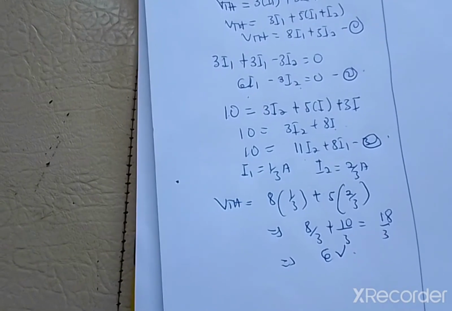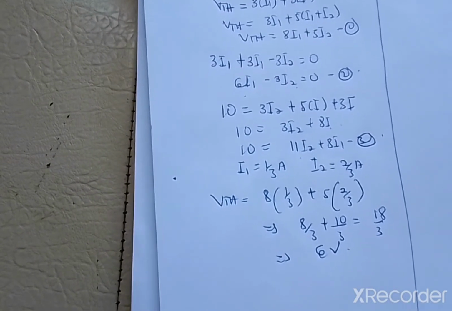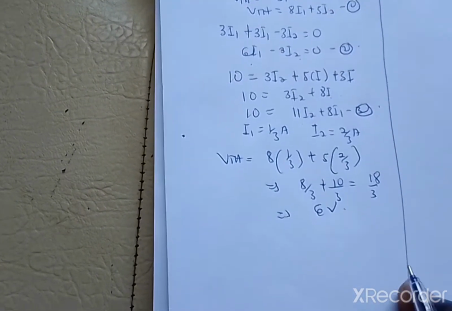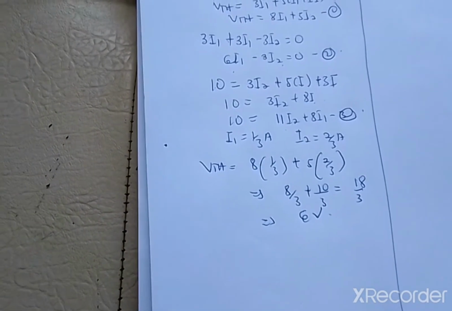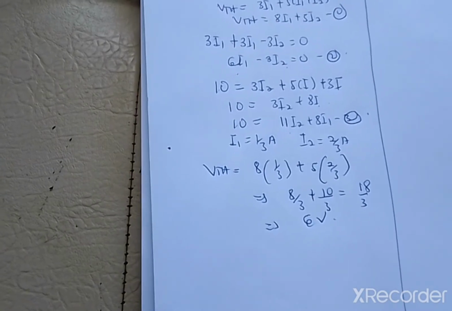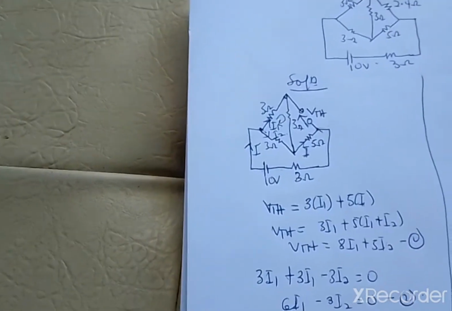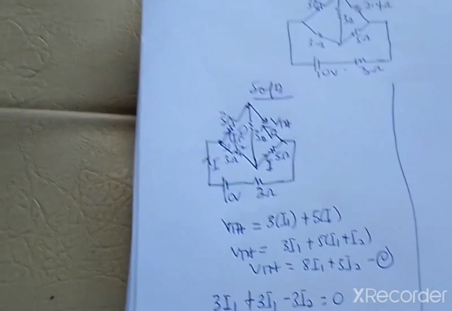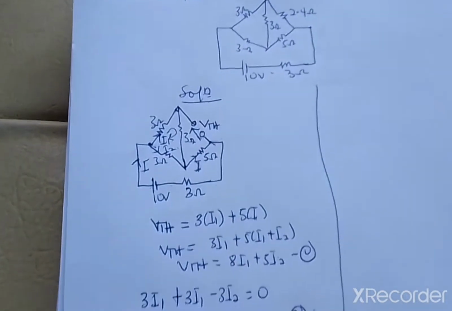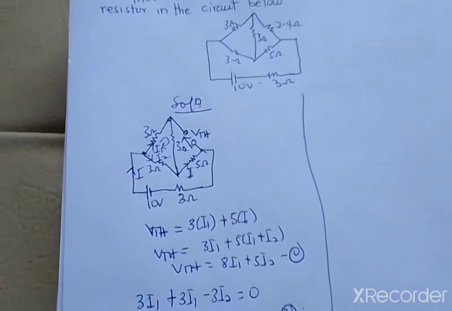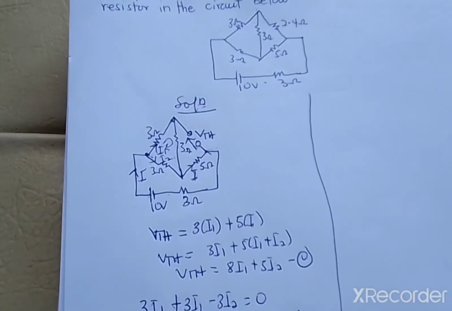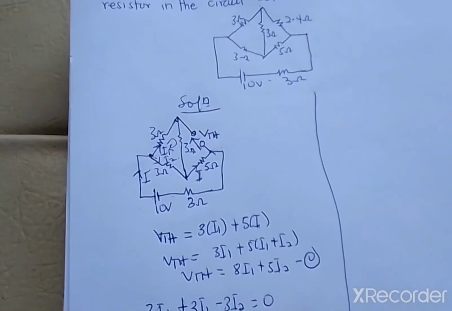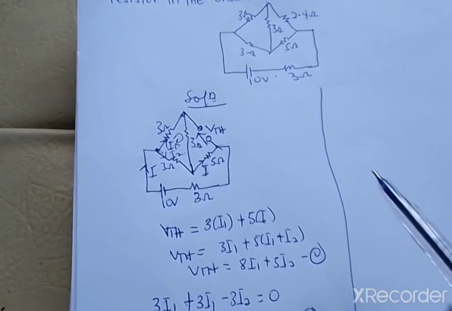Now let's move straight to find the value for the RTH, which is the Thevenin's resistance. And to find the Thevenin's resistance, you have to deactivate all the sources. So the source that you are having here is a 10 volt source, and you have to deactivate it. If it is a voltage source, you remove the source and put a short circuit there. But if it is a current source, you create an open circuit. So this is a voltage source, so you are going to create a short circuit.